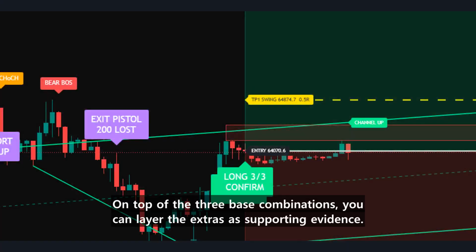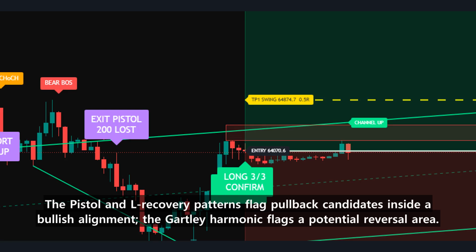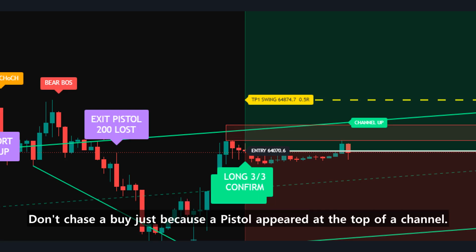On top of the 3 base combinations, you can layer the extras as supporting evidence. Set custom and enable the 4-hour channel, and a long candidate at the lower band of an up channel is a better spot. Location aligned too. The pistol and L recovery patterns flag pullback candidates inside a bullish alignment. The Gartley harmonic flags a potential reversal area, but they don't replace the core ladder. Don't chase a buy just because a pistol appeared at the top of a channel.